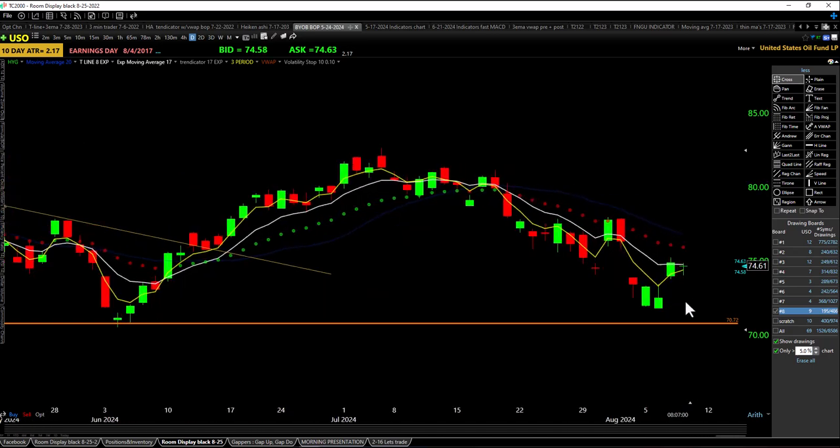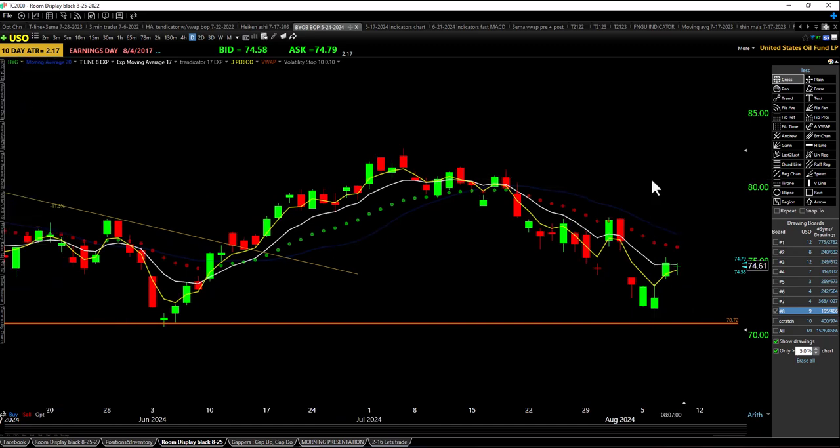Price action for yesterday, higher high, higher low, closing between a bearish trap, but underneath the falling 17 EMA. USO still in a downtrend. If they take out this high, they will be in an uptrend right there. Got to take out that high.